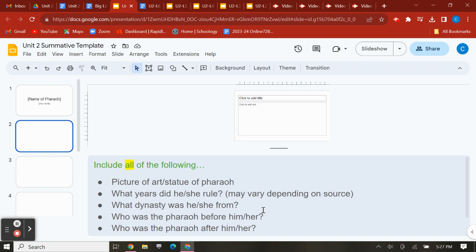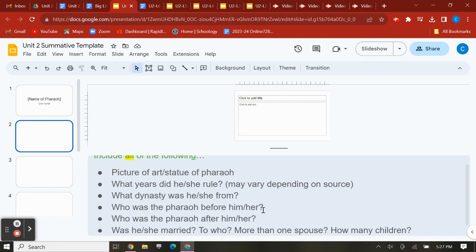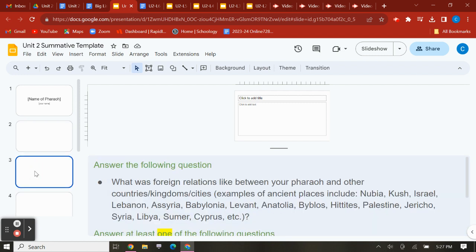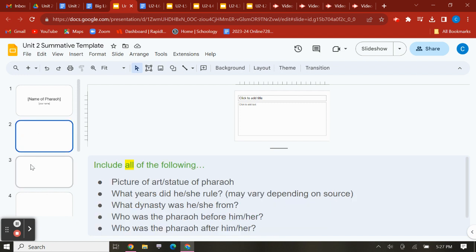What years did he or she rule? What dynasty was he or she from? Who was the pharaoh before him or her? Who was the pharaoh after him or her? And who was he or she married to? Were there any spouses? Did they have any kids? So that's for slide number 2.